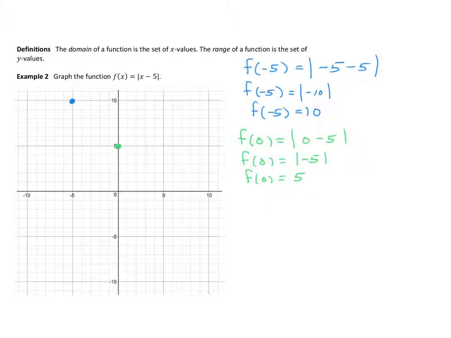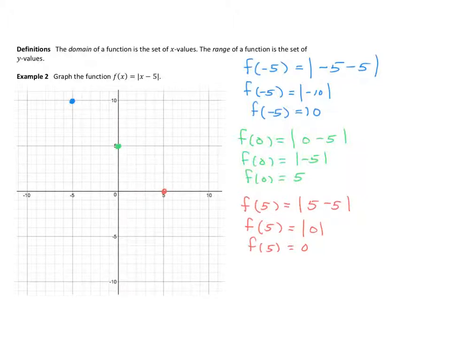All right, let's check out positive 5. So I'm going to take that number in the domain, put it in place of all of the x's, and figure out what the corresponding y value in the range is. This is the absolute value of 5 minus 5, which is the absolute value of 0, and the absolute value of 0 is 0.